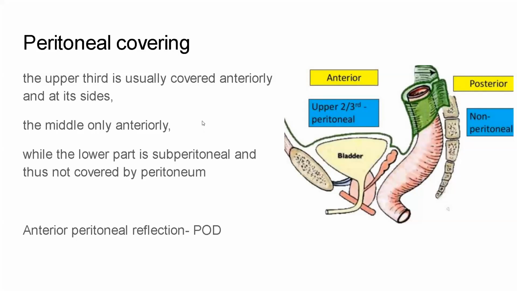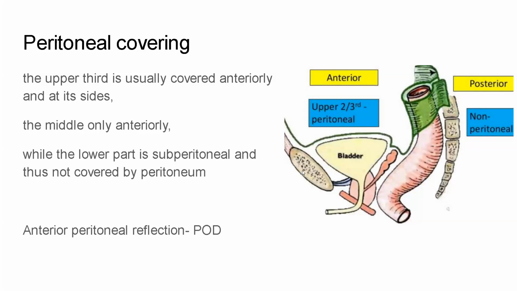The upper part of the rectum is covered anteriorly and laterally by the peritoneum, whereas the middle part is covered by peritoneum only anteriorly. Whereas the lower part is subperitoneal, otherwise known as extraperitoneal. Now here we can see that the peritoneal reflection is going down from the anterior part of the rectum to the uterine part and the bladder. This is known as the anterior peritoneal reflection, otherwise known as pouch of Douglas.